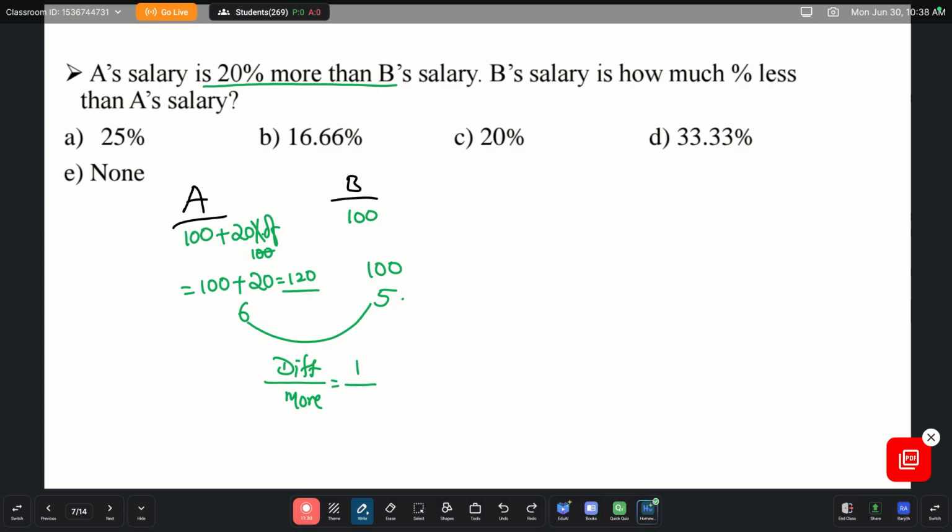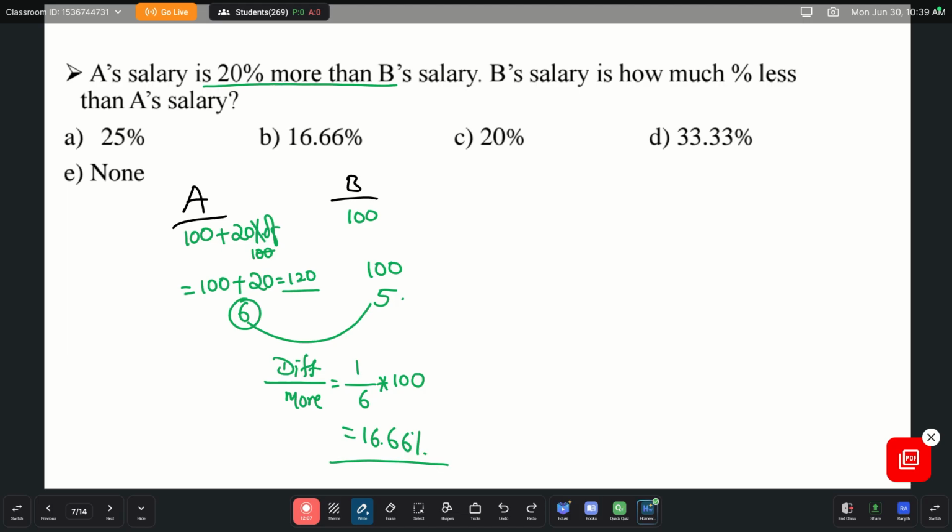So B is compared with A. B's salary is how much percentage less than A? Less is nothing but we need to write the more value. Difference is 1, so the more value will be equal to 6. 1 by 6 into 100. 1 by 6 will be equal to 16.66. So 20% is an increase, we need to decrease 16.66%. Okay.